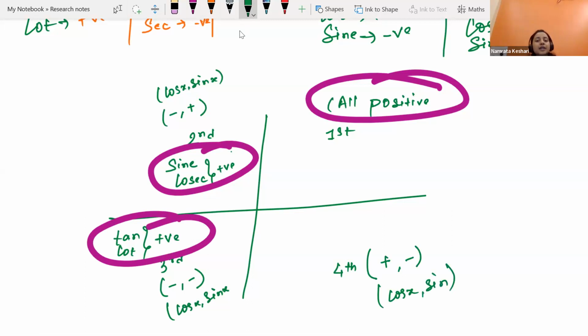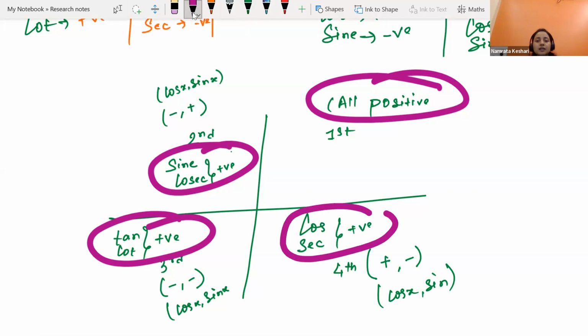Cos is positive, sine negative. Due to that, just cos and sec, these two become positive. Is it crystal clear to both of you? Ali and Alina? Yes, ma'am. Memorize it. In first quadrant, all positive.